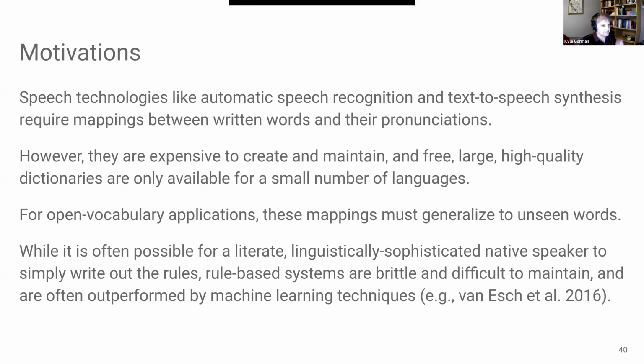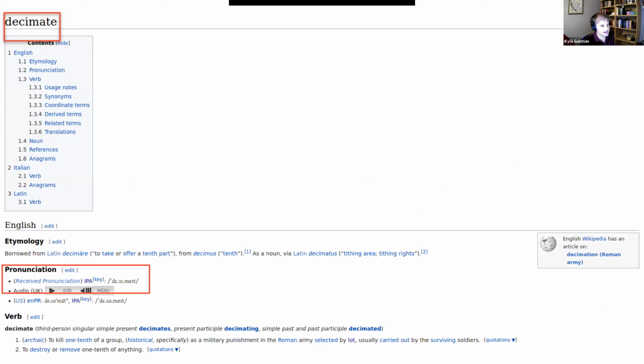Now, we can mine this data. Once again, just like UniMorph mines morphological paradigms from Wiktionary, we can mine pronunciations from Wiktionary. So here's an example for the word decimate. You can see here there's a little box that has an IPA pronunciation, and it's labeled as received pronunciation. We also have an English pronunciation down here, which happens to be identical. It's not quite identical. There's a difference in the reduced second syllable.